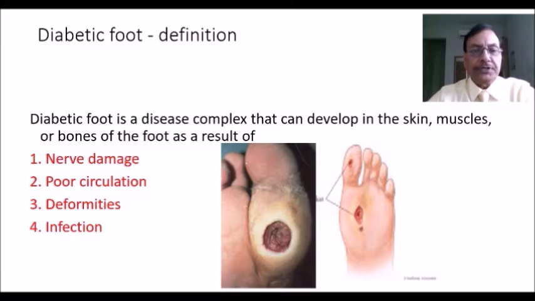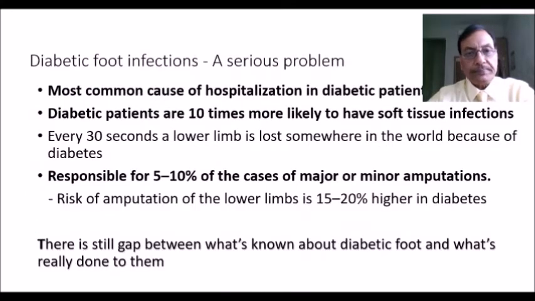What is the definition of the diabetic foot? It is a disease complex that can develop in the skin, muscles, or the bones of the foot. The reason for its development is either nerve damage or poor circulation. There may be deformity in the foot and there is an infection. Remember, the diabetic foot is to be taken very seriously when the patient presents even with a minor ulcer.